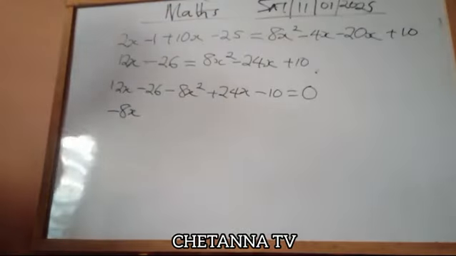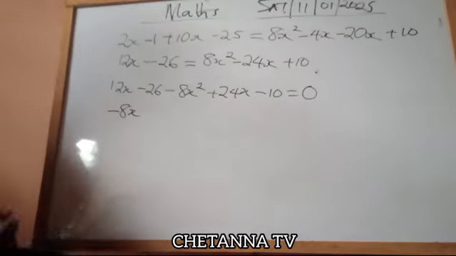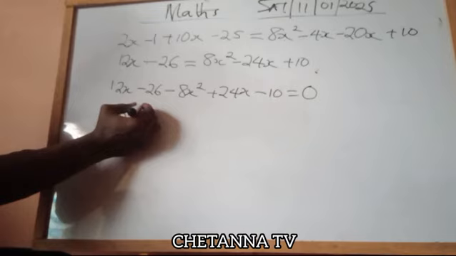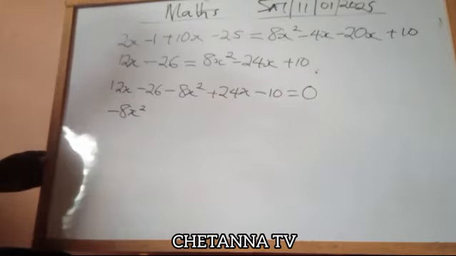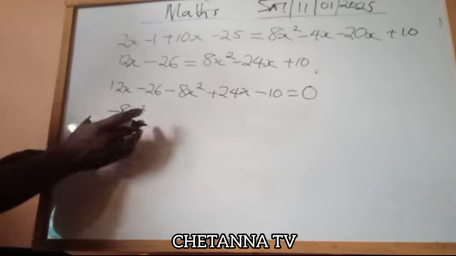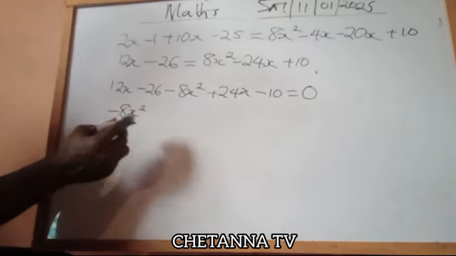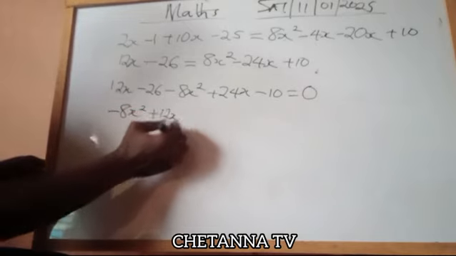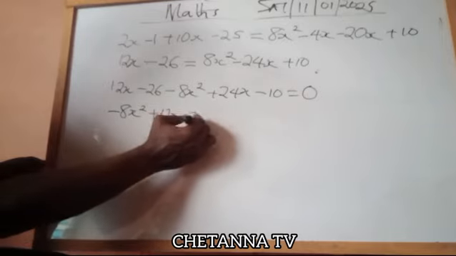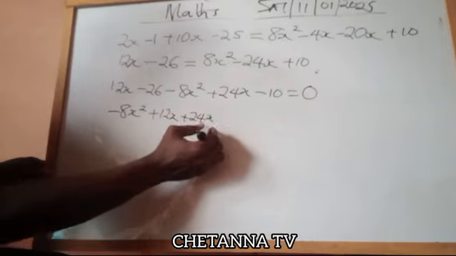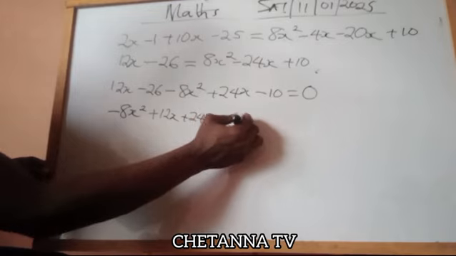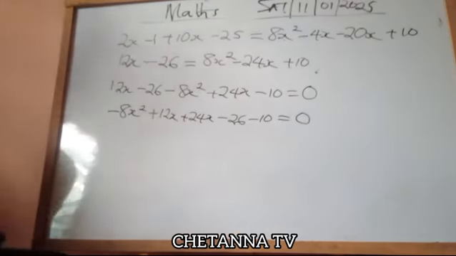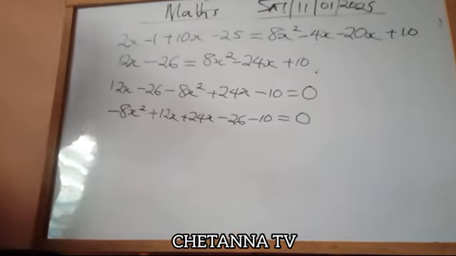So let's arrange them so that we have, minus 8. I want to arrange them according to their powers now. It's minus 8x squared. Next one is x, right? We have plus 12x plus 24x minus 26 minus 10 is equal to 0. Is it clear?